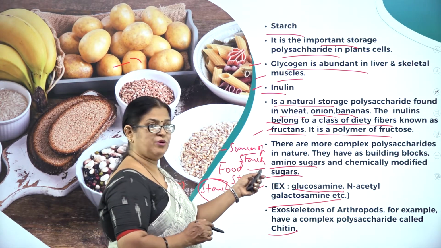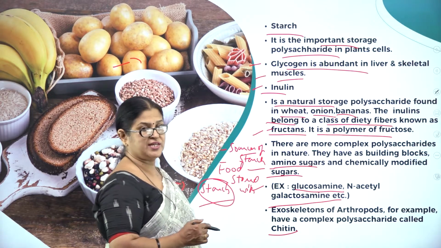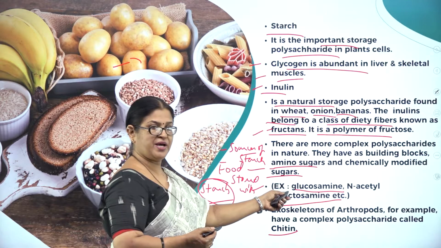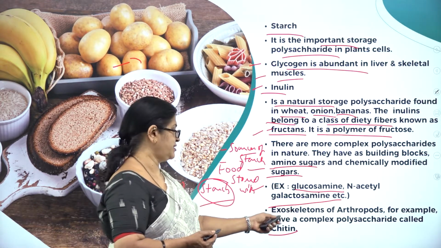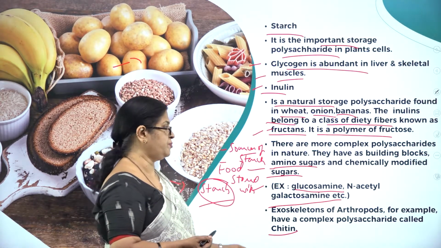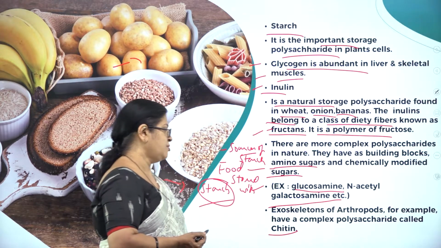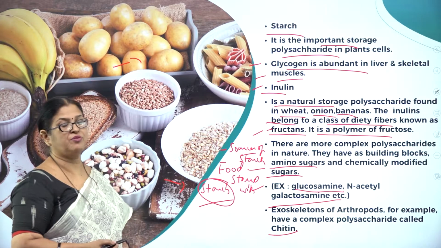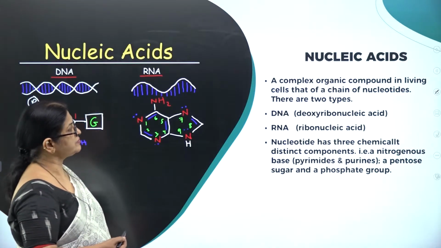There are many more complex polysaccharides in nature which act as building blocks. For example, you can take glucosamine, N-acetyl galactosamine, etc. Then the exoskeleton of arthropods, for example, has a complex polysaccharide called chitin. All these are the different examples for polysaccharides.